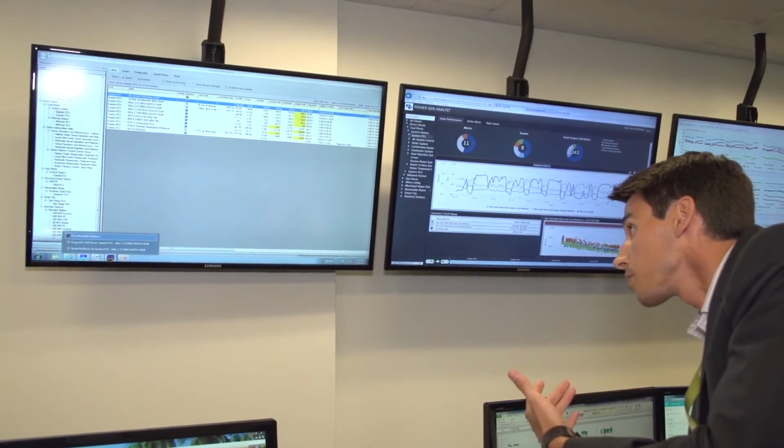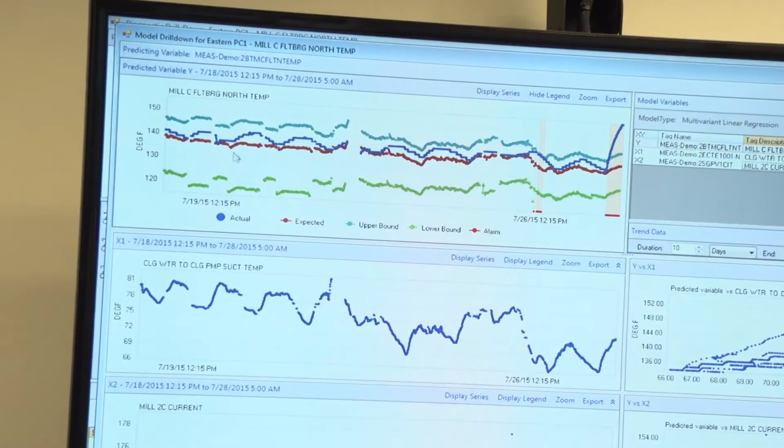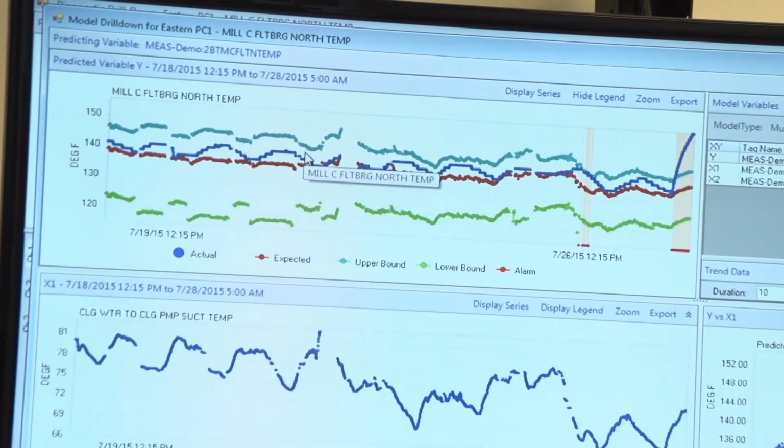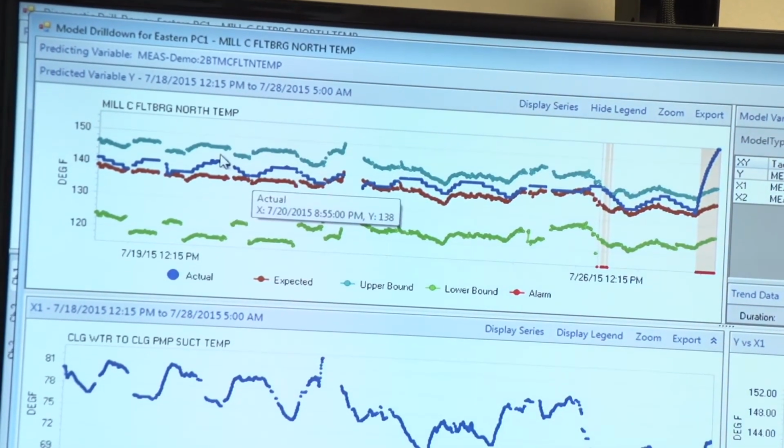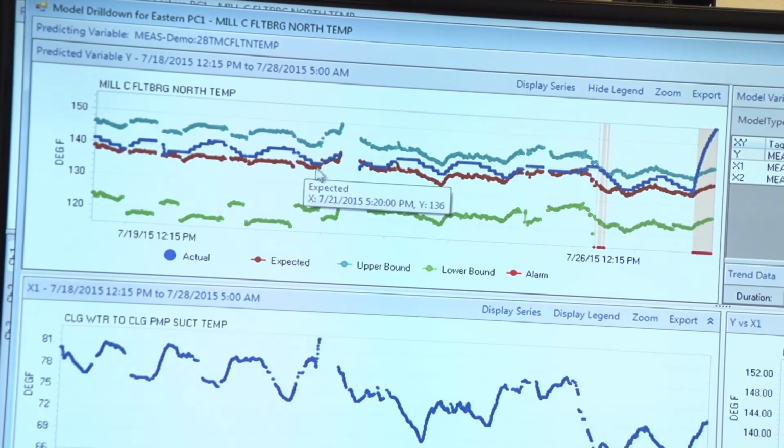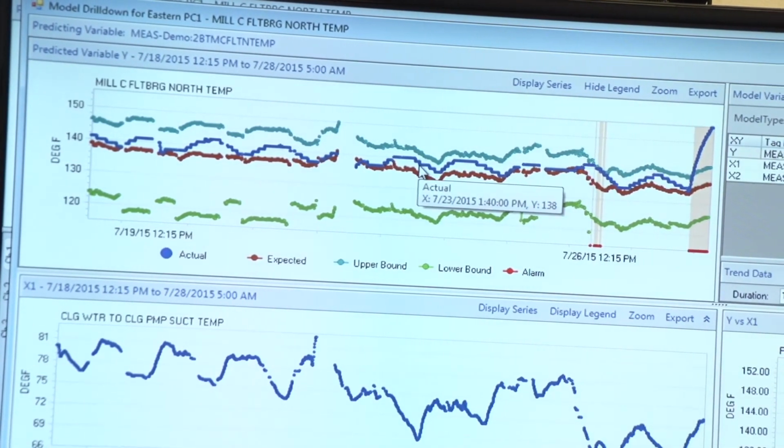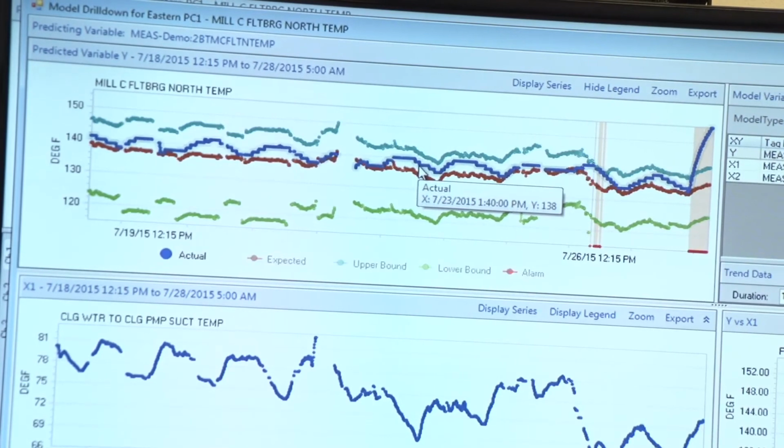They'll dive into one of them. That's what we call a diagnostic drill down. We've got the temperature on this bearing on that mill that's grinding up the coal. We see how it's been operating over the past 10 days, but recently we see it spike and take off. Where that highlighting is, that's when we see an alert.